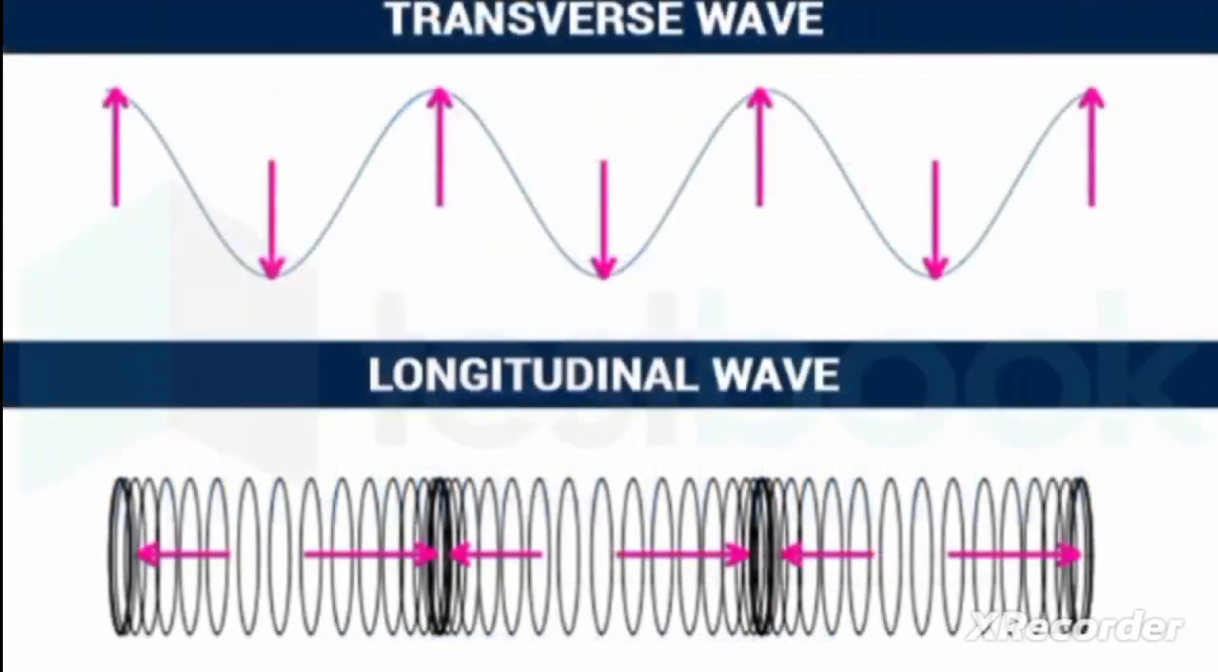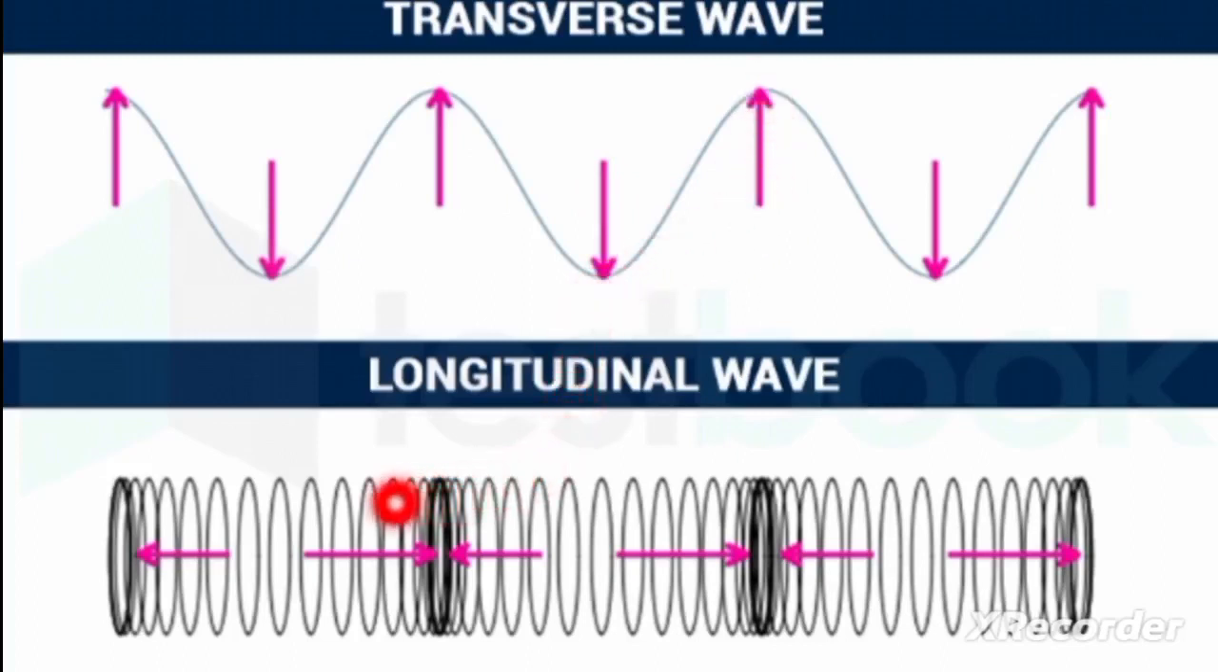Particles in the transverse wave move perpendicular to the direction of the wave. So we can see the direction of the wave and the particles are moving perpendicular. So in the transverse wave, particles propagate perpendicular to the direction of the wave. We can see these pink arrows are showing the propagation of particles.